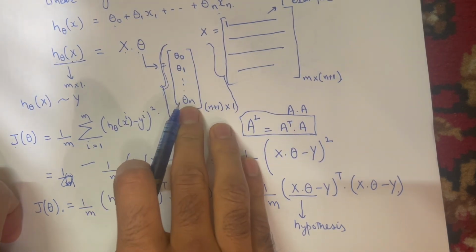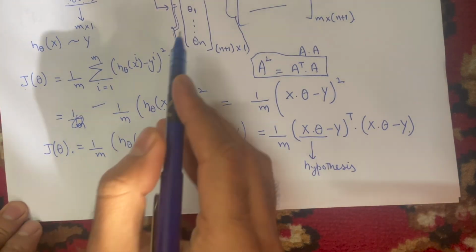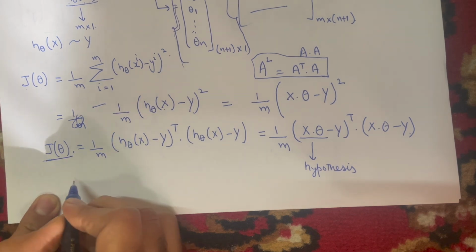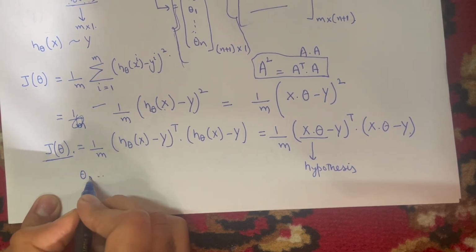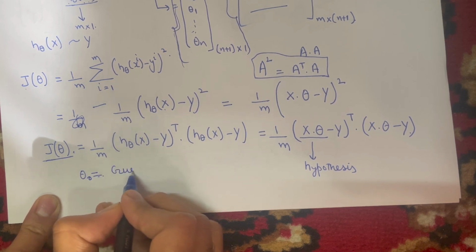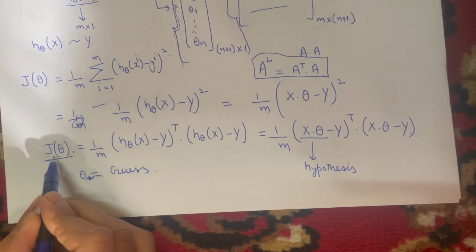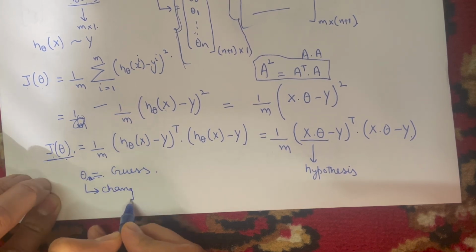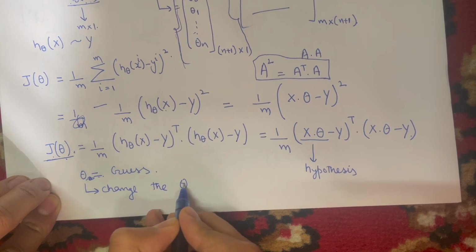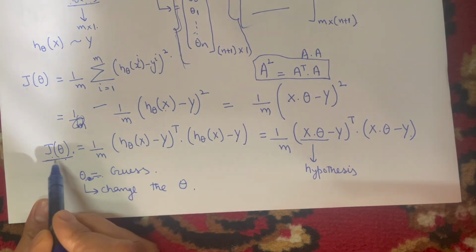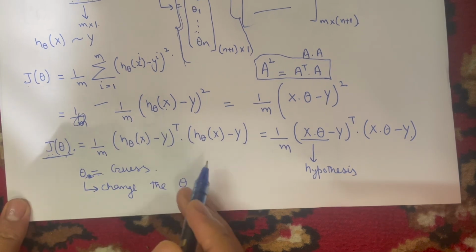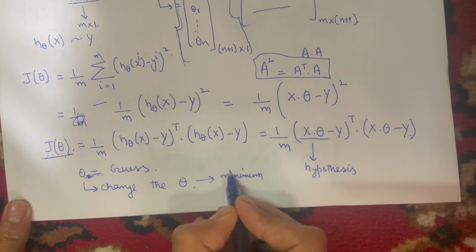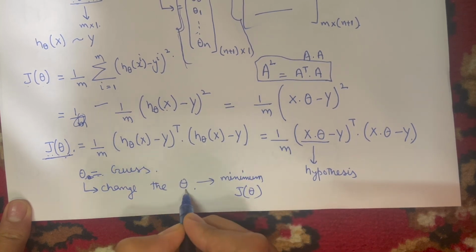And how can we find these optimal parameters? We will use those parameters that will minimize j theta. Now, initially, we will make a guess for these parameters, these theta. On that guess, we will calculate j theta. Then we will change these thetas repeatedly and check j of theta. And finally, when we reach the minimum of j theta, we will consider those theta parameters as optimal.